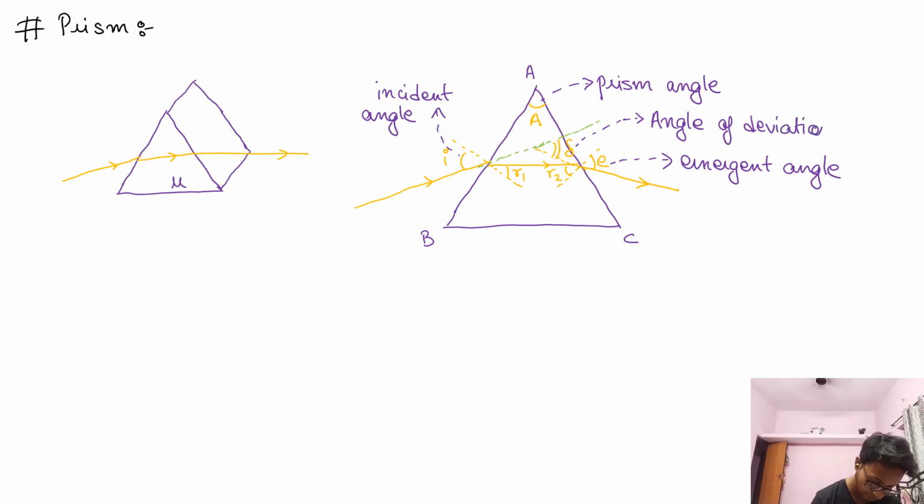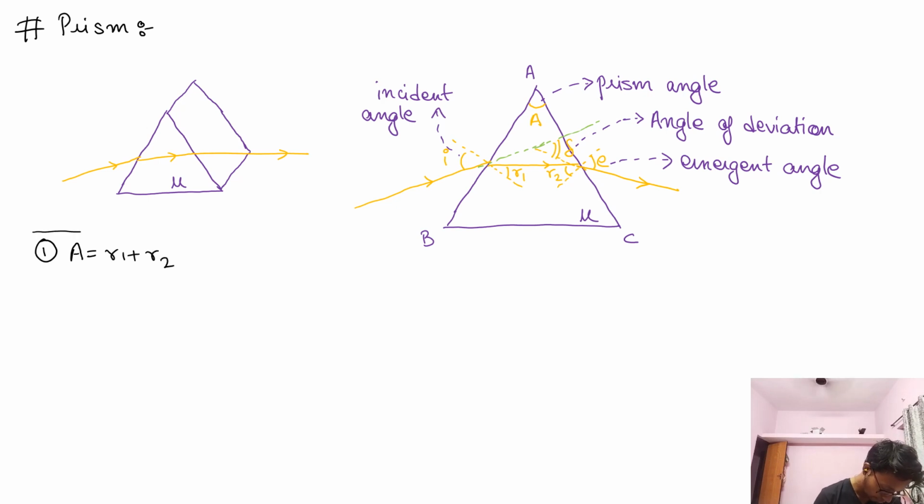Now, in the entire study of prism, what you are going to specifically study is the relation between this I, A, R1, R2, angle of deviation, and E, and sometimes the refractive index of the prism. So let us derive the first equation that I must know: A is equal to R1 plus R2.